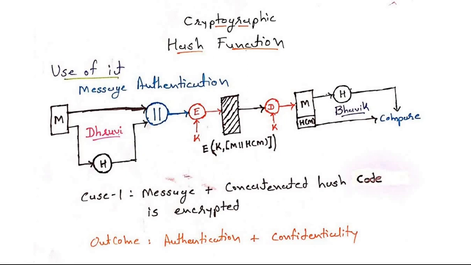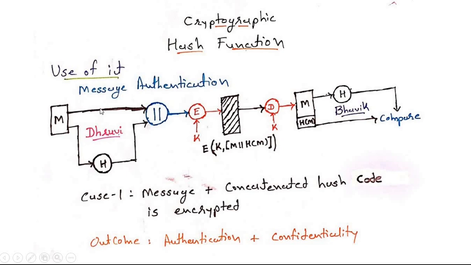So let's see how we are going to use the cryptographic function with the different cases. First, use of cryptographic hash functions. We will apply cryptographic hash functions to message authentication. So let's see how cryptographic hash functions are useful in message authentication.